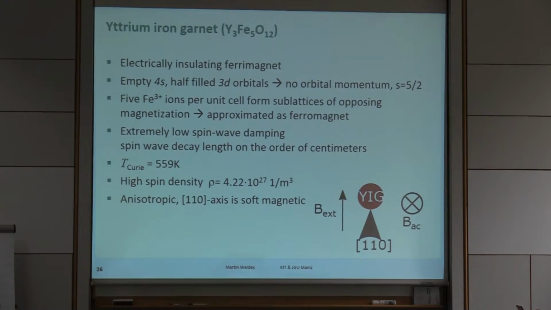Also, the spin wave decay length is on the order of centimeters, while it's also a room temperature magnet. In particular, it's a ferrimagnet, but it can be approximated as a ferromagnet. It has a high spin density and it's a bit anisotropic, so there's a soft magnetic or weak magnetic and hard magnetic axis. The soft magnetic axis is the 110 axis.